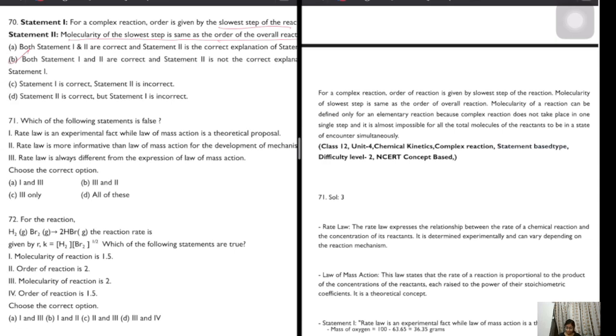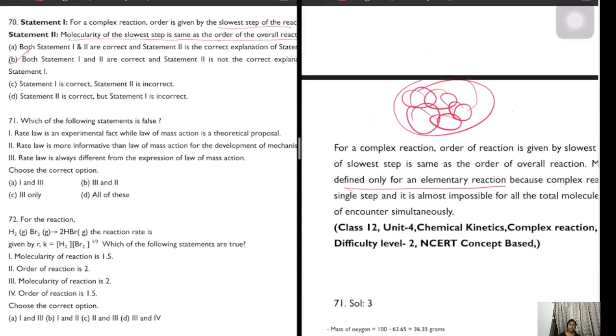So it would be B, because molecularity of a reaction can be defined only for an elementary reaction. Because in a complex reaction, many reactants might be reacting, and for such a high molecularity this chance is not possible. This is very, very rare. They can't be in a state of encounter simultaneously. So this much cannot be there. That is why we say that the molecularity of the reaction can be 2, 3, and it's very hard even for 4.